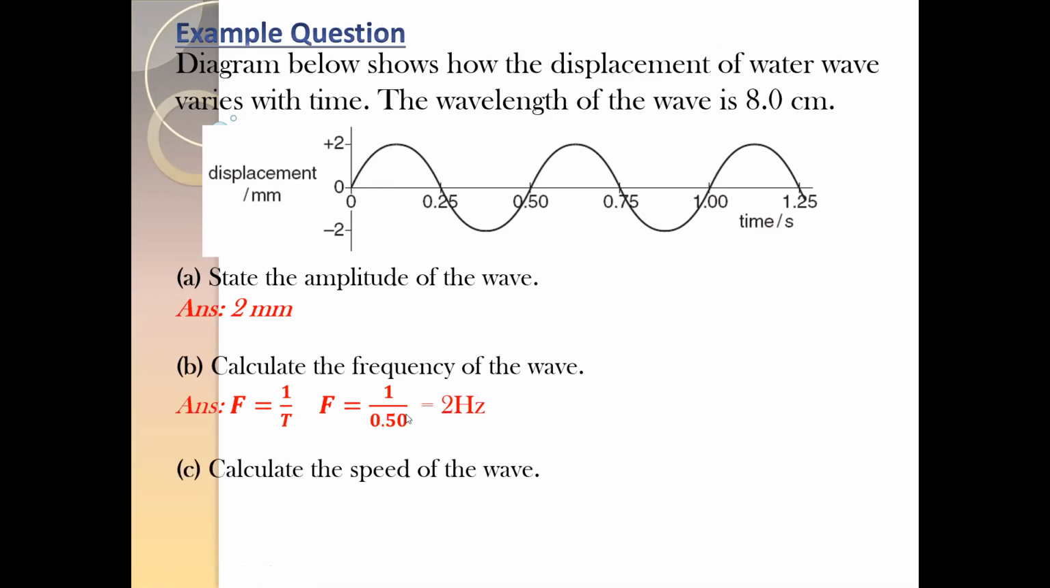And if we need the speed, after knowing the frequency and the wavelength, speed is frequency multiplied by wavelength. Because the wavelength was in centimeters, the answer for the speed will be in centimeters per second. If the wavelength was in meters, then the answer will be in meters per second.